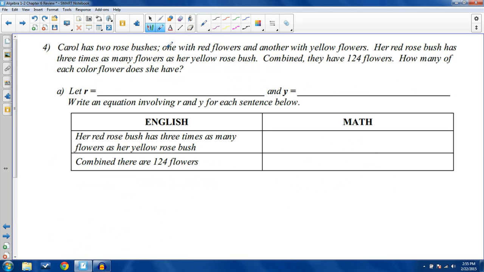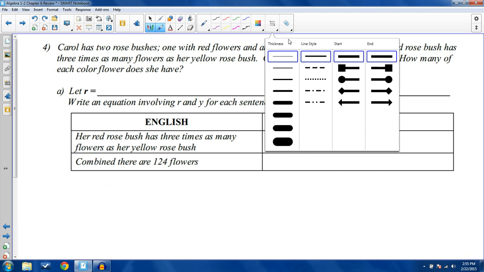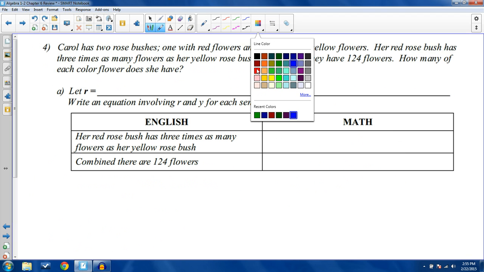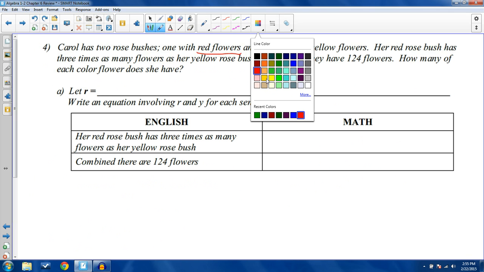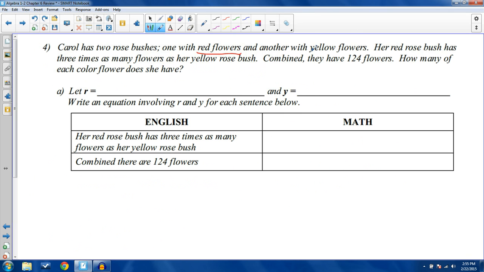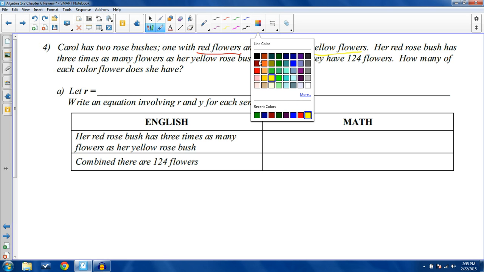Carol has 2 rose bushes, one with red flowers and one with yellow flowers. So one with red, one with yellow, we'll see if yellow shows up. Looks like it kind of does. Her red rose bush has 3 times as many flowers as her yellow rose bush. So what we have to do is, I can read the rest in a bit.